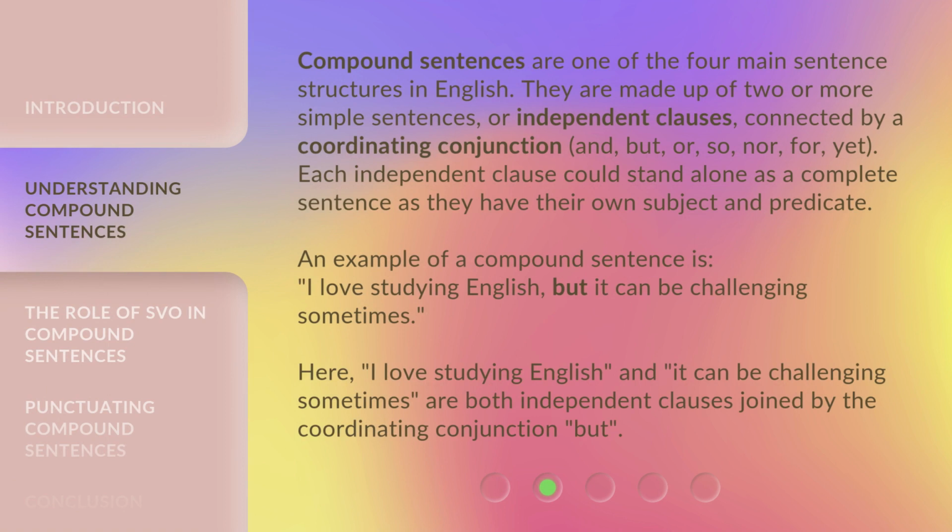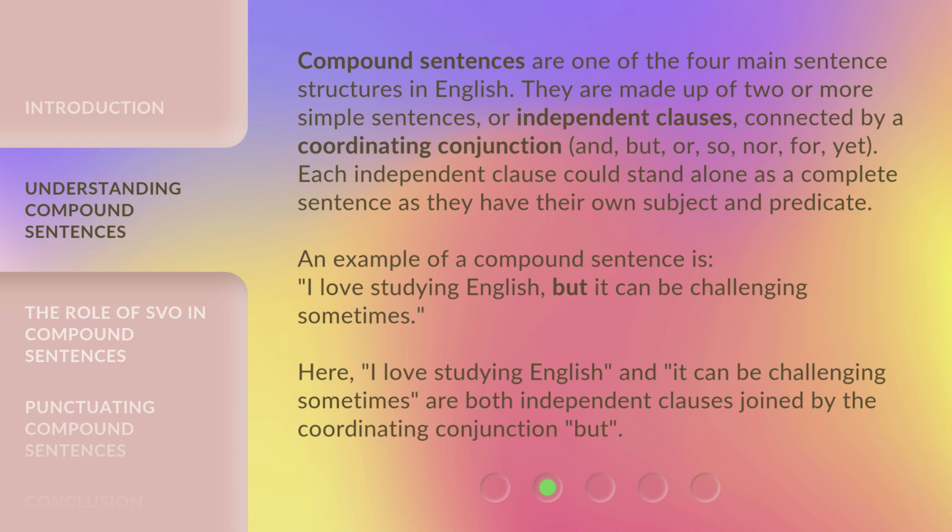Compound sentences are one of the four main sentence structures in English. They are made up of two or more simple sentences, or independent clauses, connected by a coordinating conjunction: and, but, or, so, nor, for, yet. Each independent clause could stand alone as a complete sentence as they have their own subject and predicate.